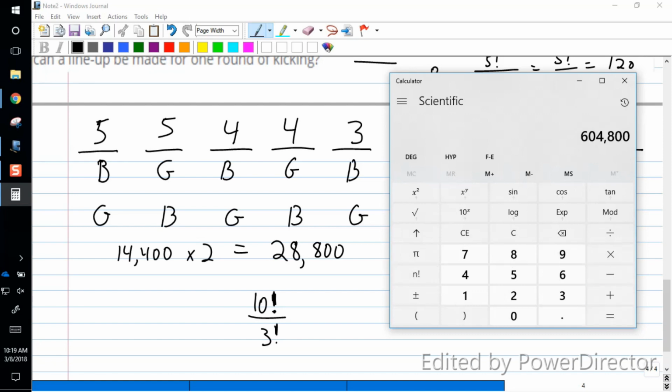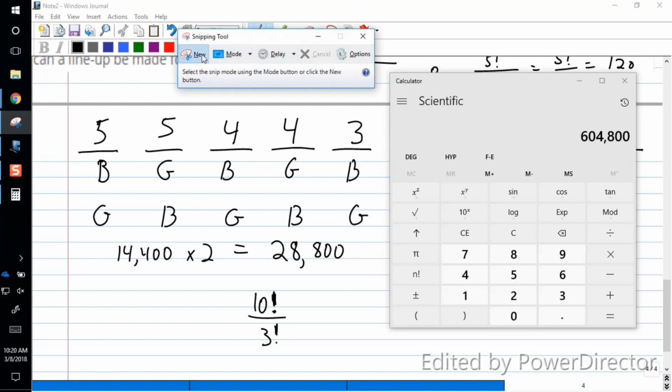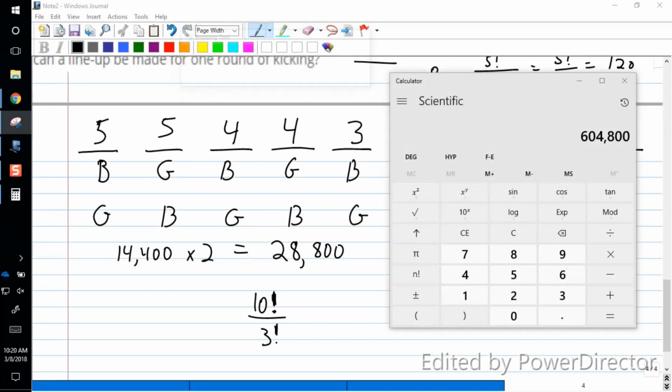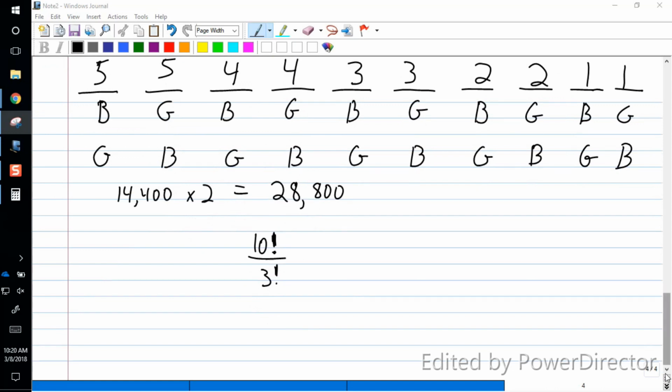All right, so 604,800. The next one is the same thing. It's just a calculation. It didn't call it a permutation or combination. See if you can do this one. I'll give you about a minute or so to see if you can figure out how to punch this in.